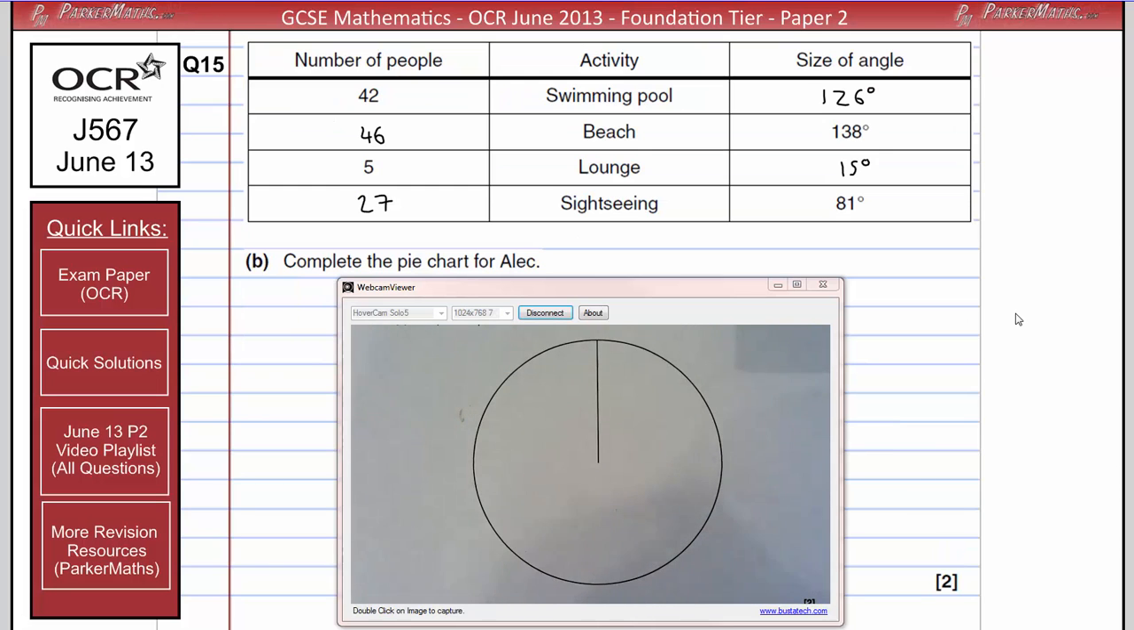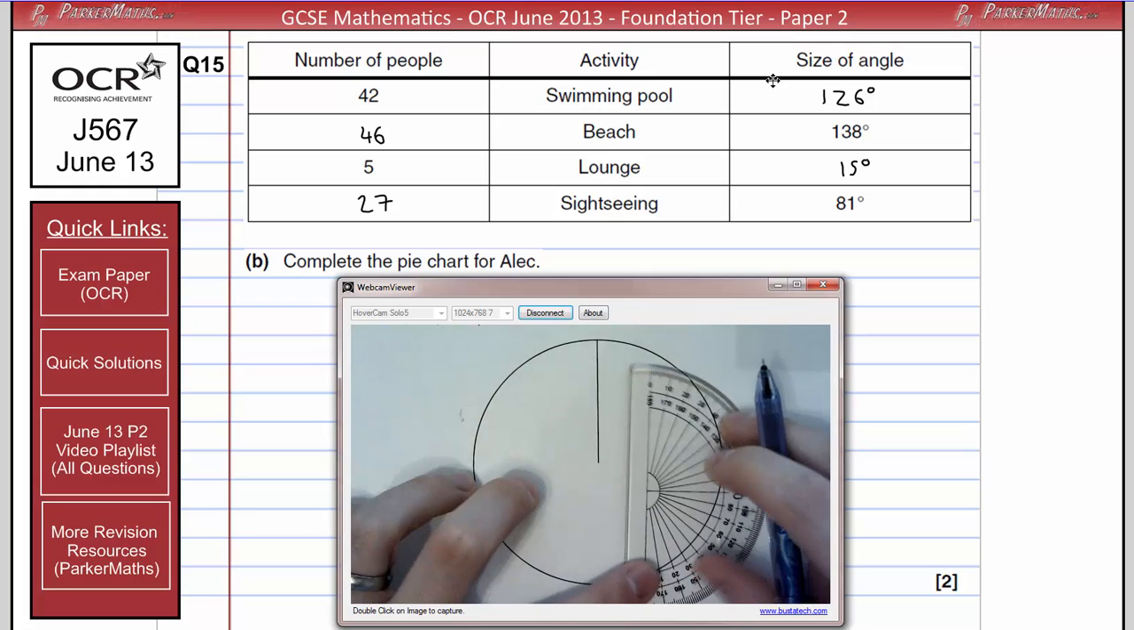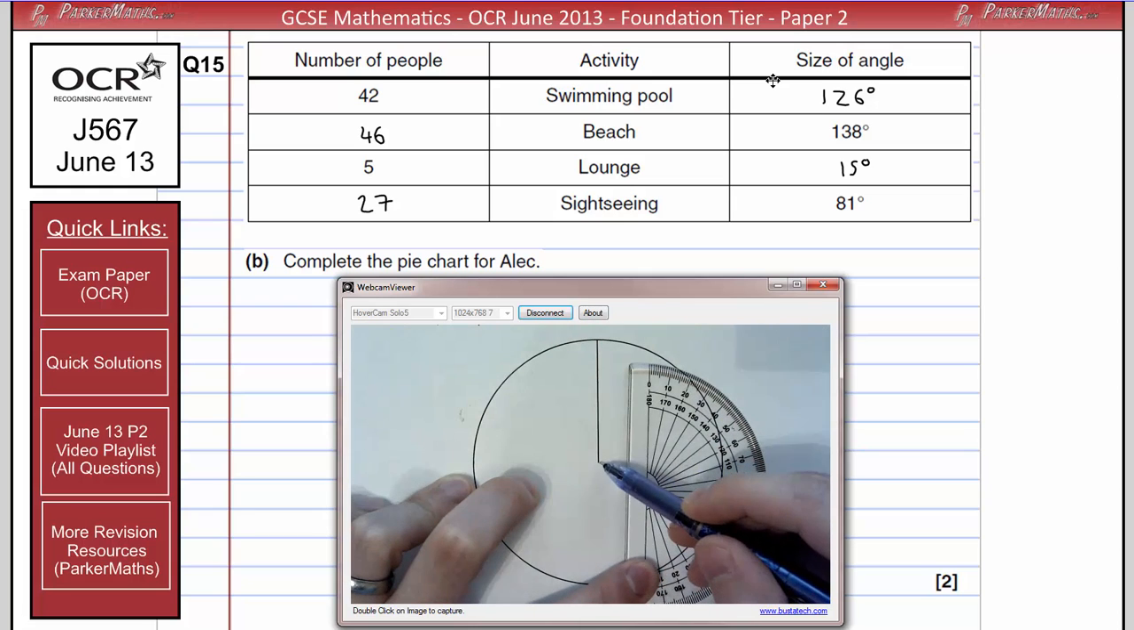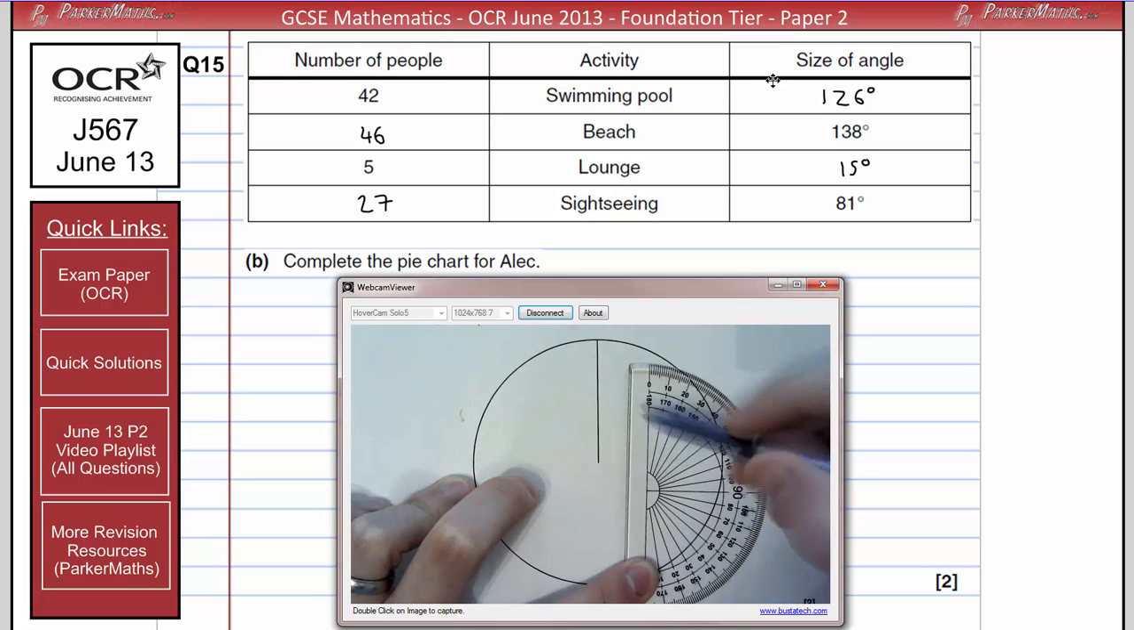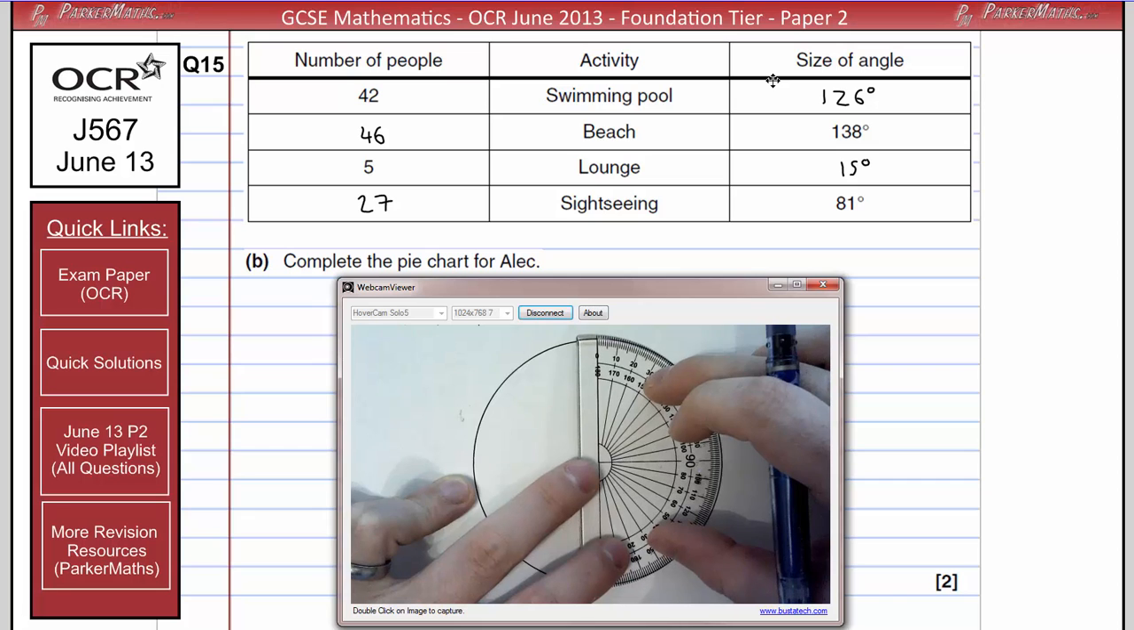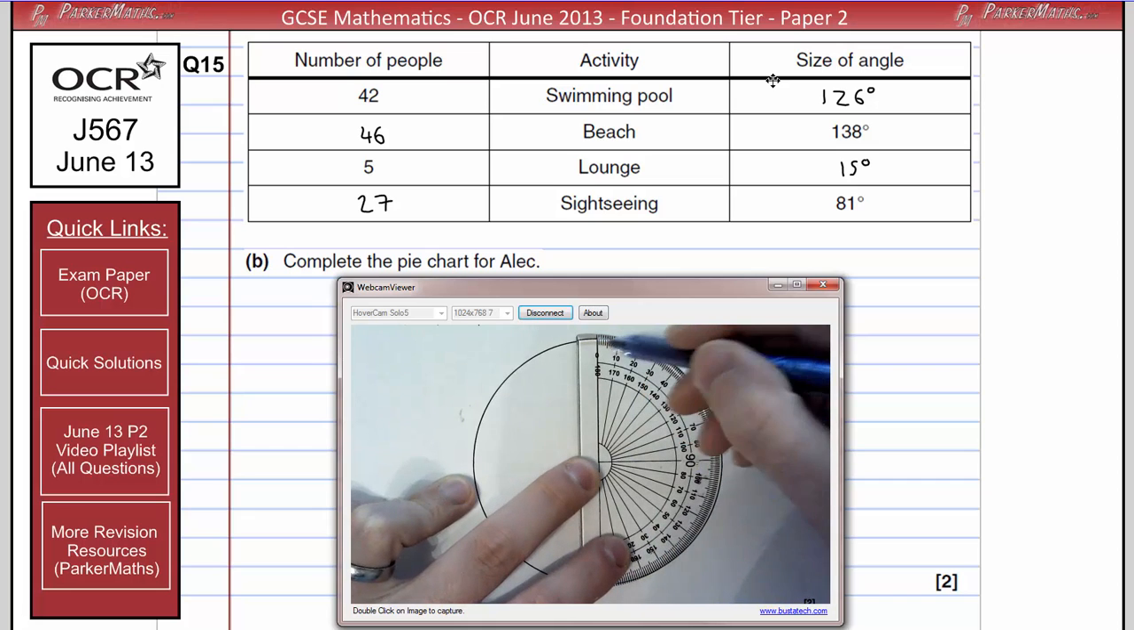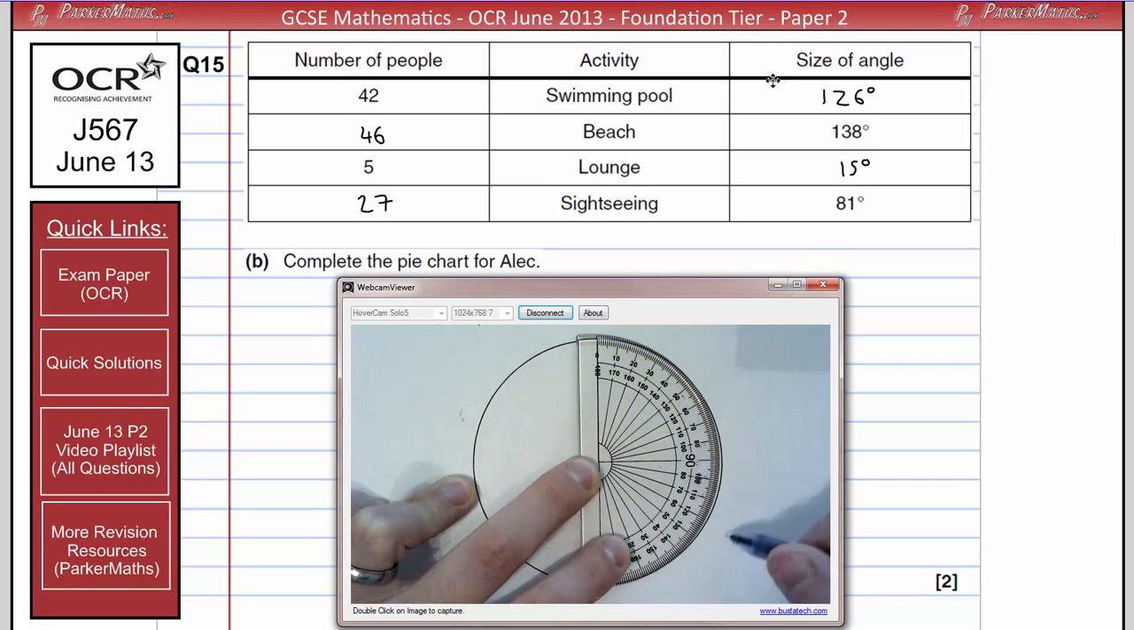In part B, we need to complete the pie chart for Alec. So we've got all the angles here, and we're going to draw them into the pie chart down here. So the first thing we're going to do is draw this 126 degree angle for the people who are going to go swimming. So take your protractor, put the crosshair right in the middle of the pie chart, and make sure your line with 0 lines up along this line. From there, we're going to start from 0, go all the way around to 126 degrees, which is here, and mark a little point.